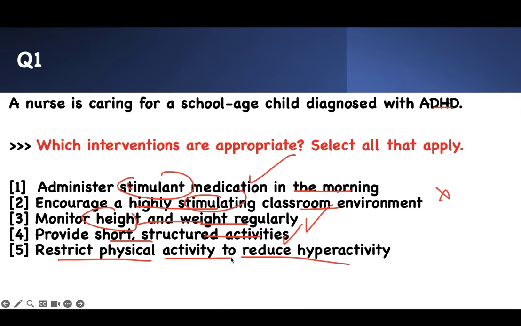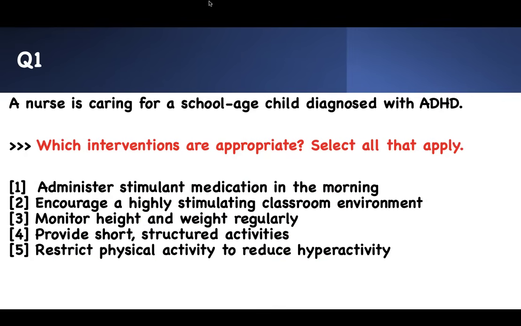Give them something to eat. Give them something to throw. But in the structured environment, don't restrict. This is a trap the NCLEX will use to trap you. So 5 is the wrong answer. Don't pick it. Just because they are hyperactive doesn't mean we should restrict their physical activity. Therefore, the right answer is what?